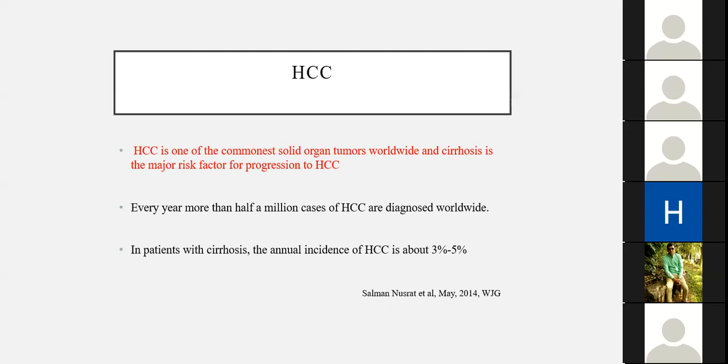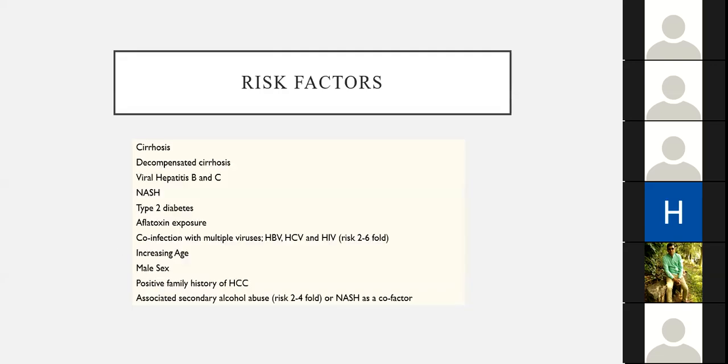Shall I continue? Yeah, Indraja. Hepatocellular carcinoma is one of the most common solid organ tumors worldwide, and cirrhosis is a major risk factor for its progression. Every year, more than 500,000 cases of hepatocellular carcinoma are diagnosed worldwide. The annual incidence is about 3 to 5% in patients with cirrhosis. The risk factors include viral hepatitis B and C, cirrhosis and decompensated cirrhosis, type 2 diabetes mellitus, aflatoxin exposure, increased age, male sex, positive family history of hepatocellular carcinoma, and it is also associated with alcohol abuse.